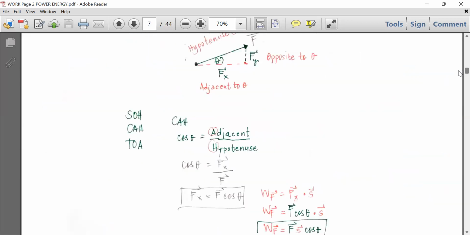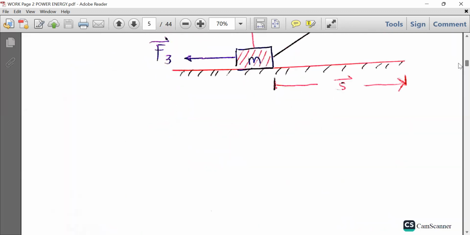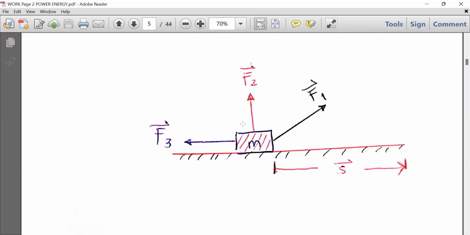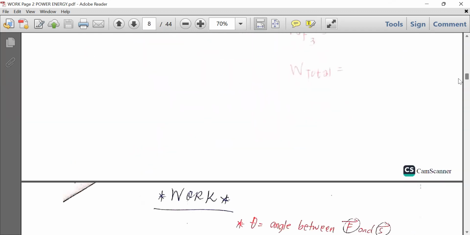Now let's go back to that problem. How are we going to solve for this problem? This one is F1, this is case 4, right? And F2 is case 2, and F3 is case 3. Okay? Let's review.